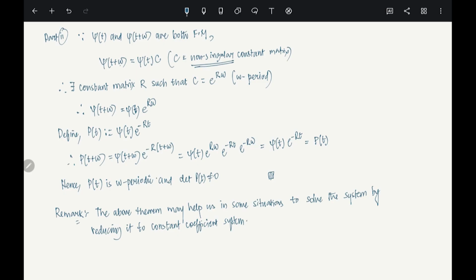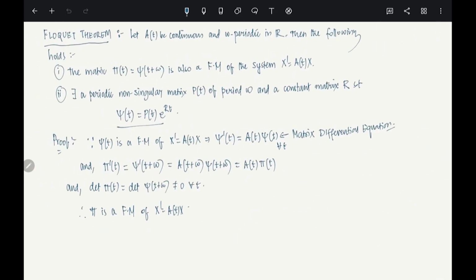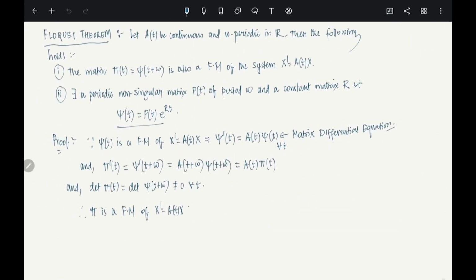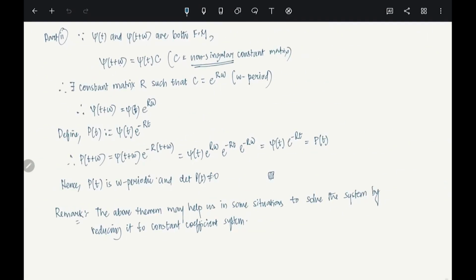So if you can find some transformation which reduces this variable coefficient system to a constant coefficient system, then that is going to be very helpful, right? That is what this decomposition, the Floquet theorem, does. Okay, we'll see. Let's look at the theorem.